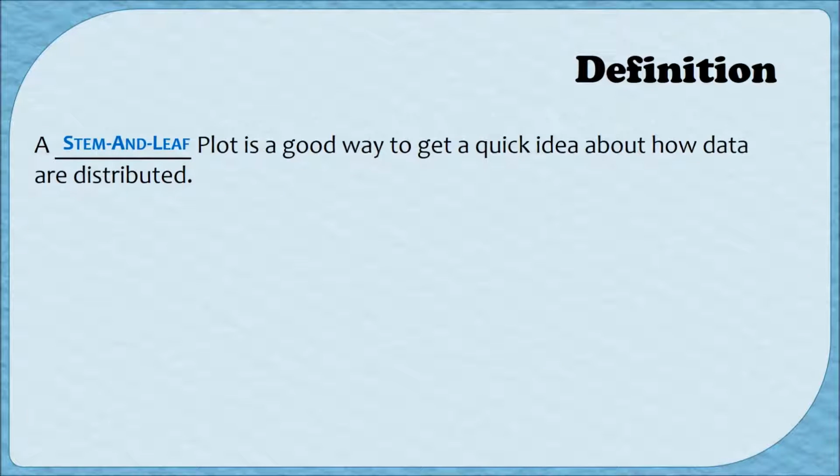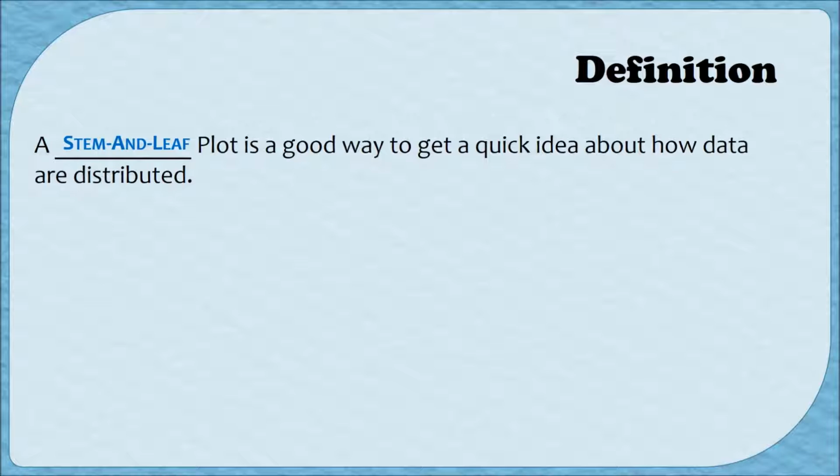A stem and leaf plot is a good way to get a quick idea about how data are distributed. Earlier, we made dot plots as sort of a quick, rough sketch of a bar graph. Dot plots gave us similar information to a bar graph, but it took a lot less work for us to get there. A stem and leaf plot is similar with regard to a histogram. So a stem and leaf plot will give us similar kinds of information to a grouped histogram, but we don't have to do quite as much work to get there.